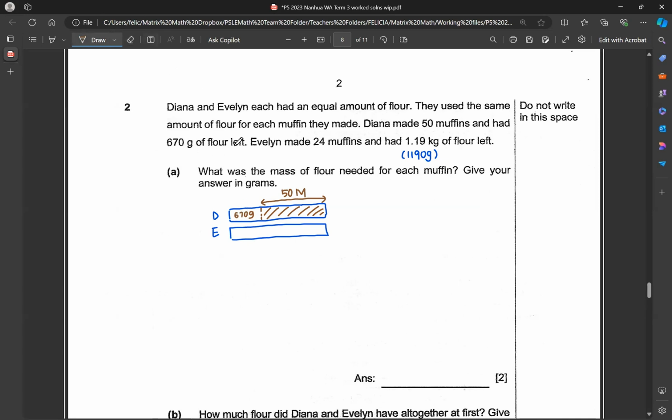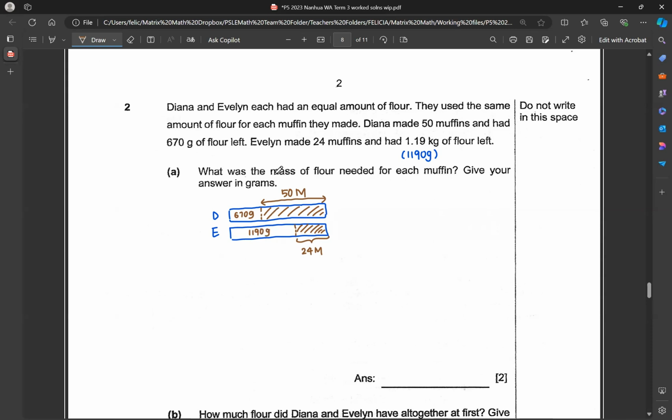Now for the next one, Evelyn. So Evelyn made 24 muffins. So we are going to shade off 24 muffins for her, which should look lesser than the 50 muffins, of course. Okay, so maybe 24 muffins would be something like that. So this is 24M. Okay, and the 1190 grams of flour left, of course, will be the unshaded part here.